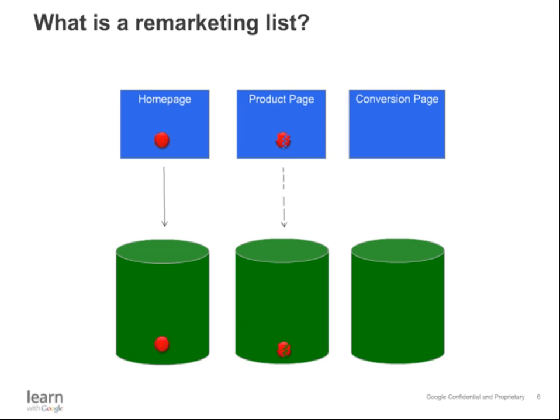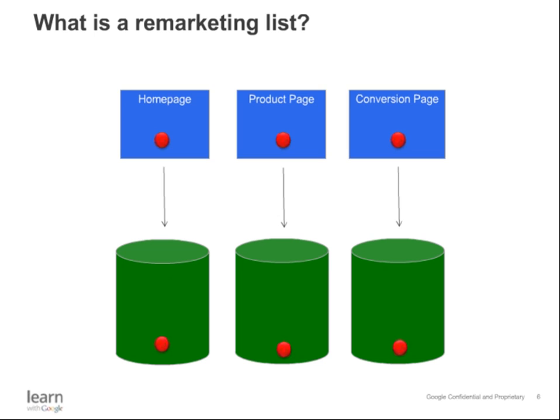Likewise, if the user then moves on to the product page, then the cookie will fall into a product page remarketing list or a product page cookie pool. And of course, if the user then falls onto the conversion page or actually goes on and converts, we can then also drop a cookie based on the fact that they have reached that page.